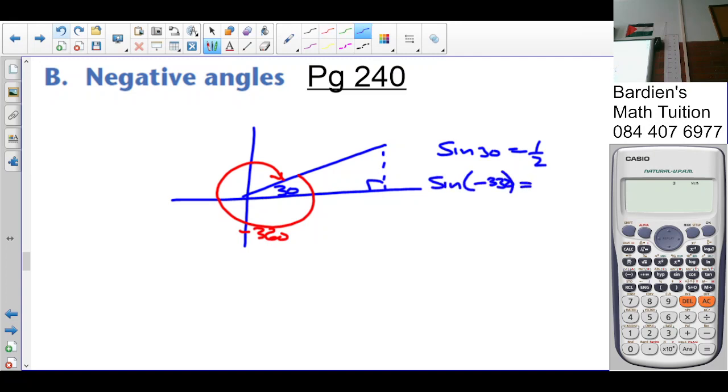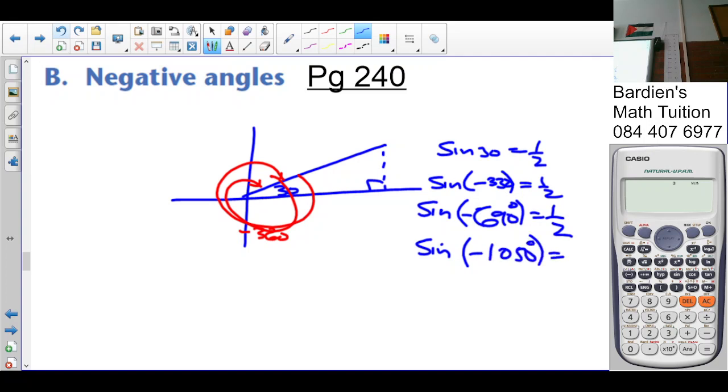Put that in a calculator. Can you see that? If I subtract 360 again, it's going to be negative 690 degrees. Is that correct? If I subtract 360 again from that, what do I get? Negative 1050. Yes.